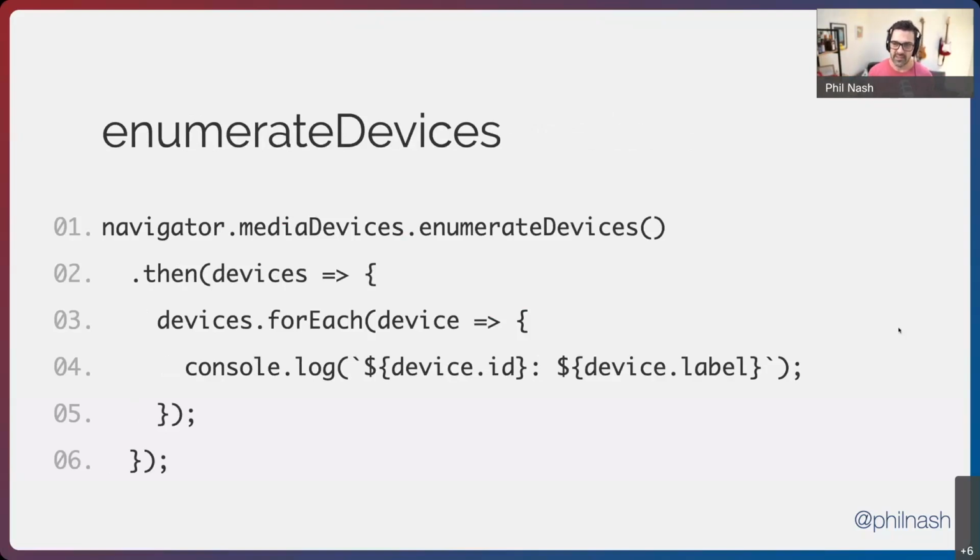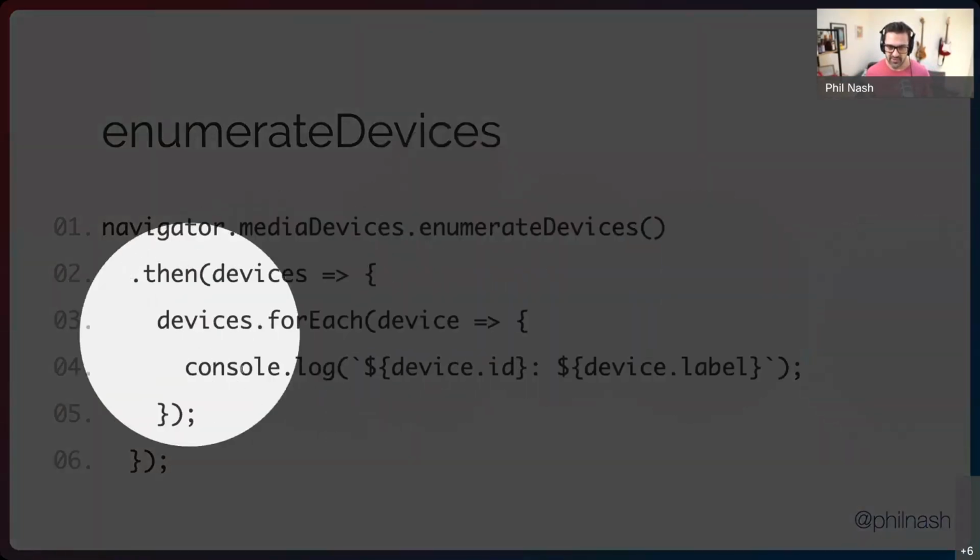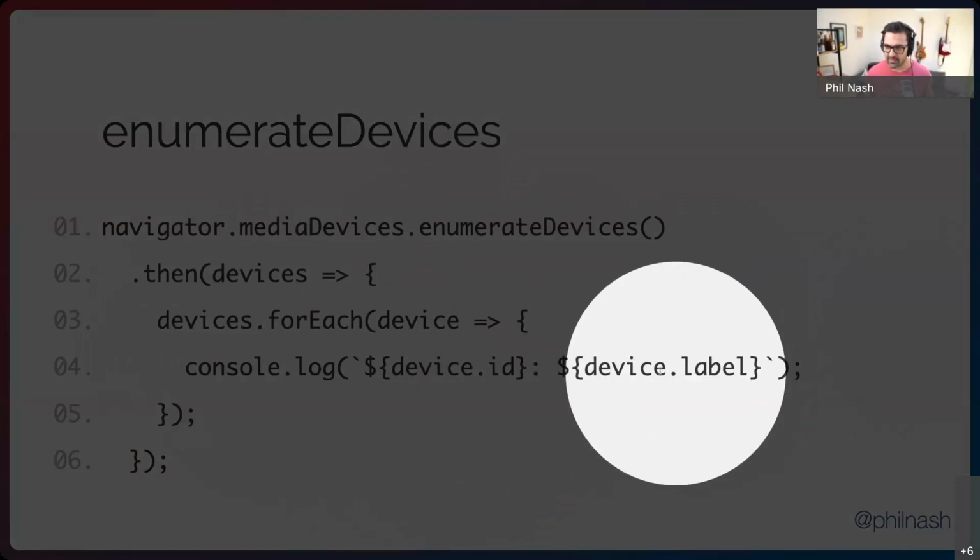Whilst it doesn't require a permissions dialog to deal with this, it still is a promise-based API. And when you call off to enumerate devices, the promise will resolve with a list of available devices on the machine that the user is using. This is really useful. In this particular example, all I'm going to do is just loop through those devices and log out their ID and their label.